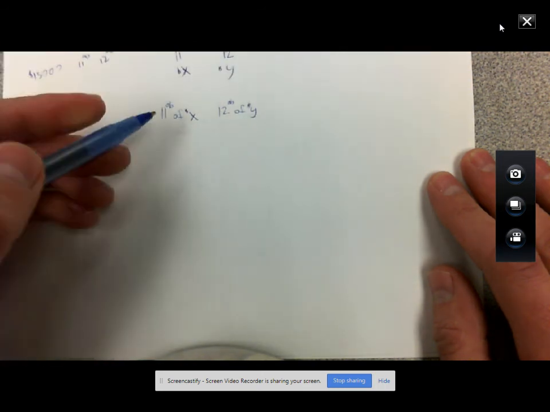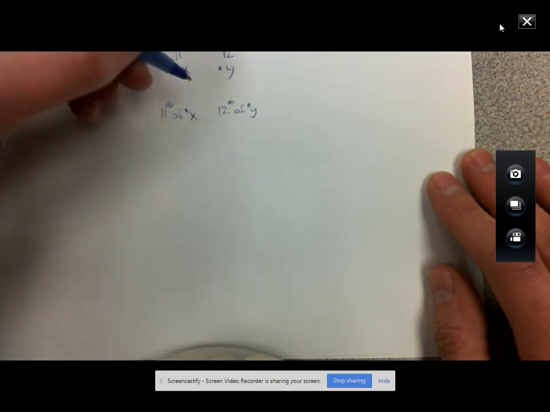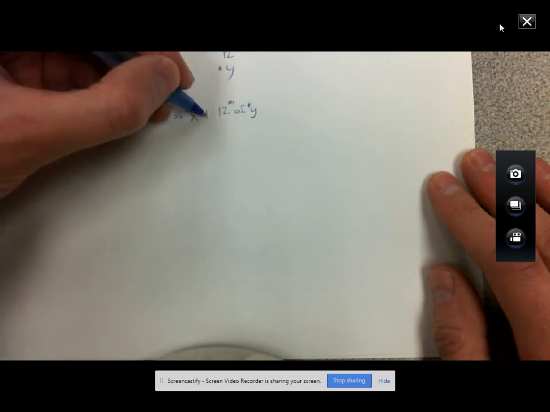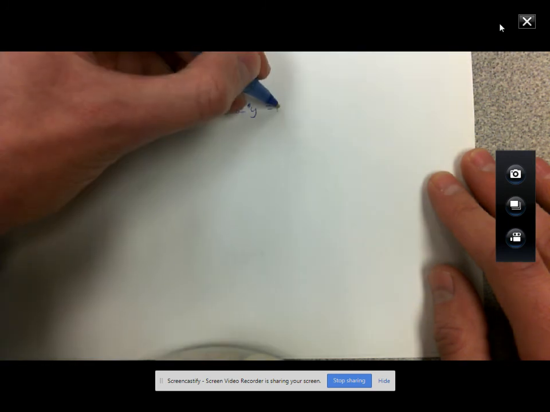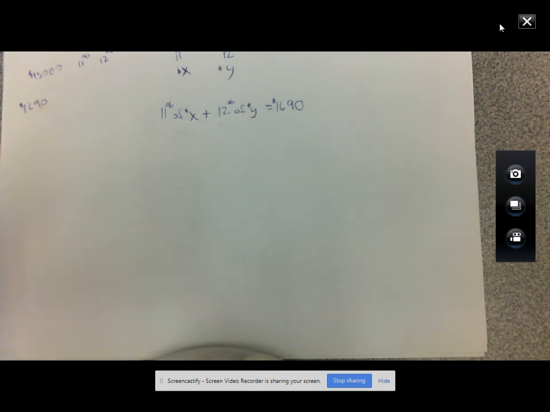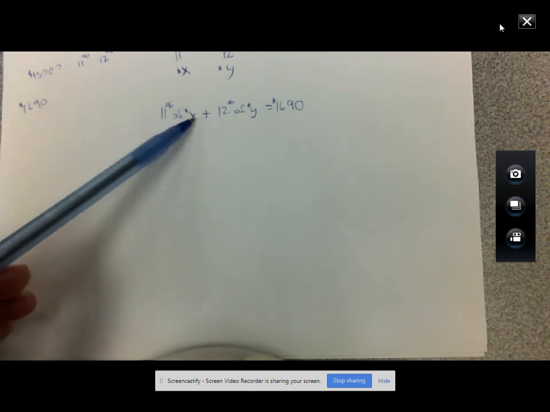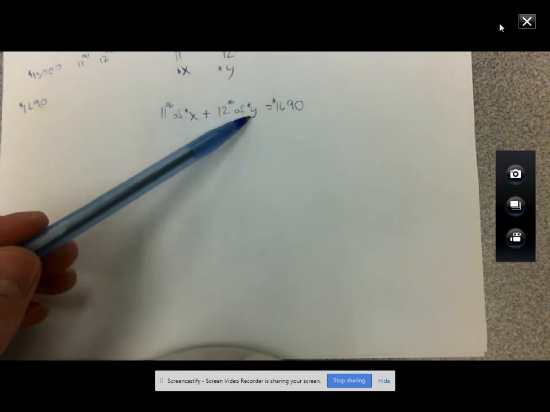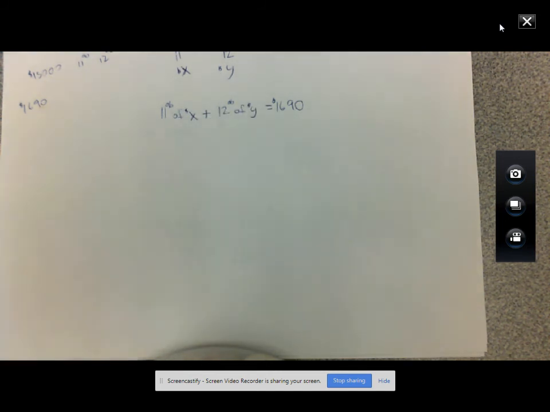And so I'm going to get a little over 10% of whatever I put in for extra money for interest. I'm going to add those together and get $1,690. So that's what the question is talking about. It's saying if we get 11% of this dollar amount and 12% of this dollar amount together, the interest is $1,690.